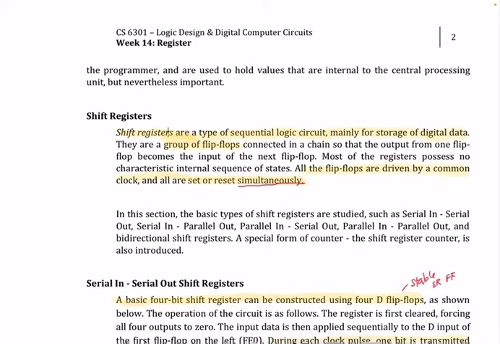Shift registers are a type of sequential logic circuit mainly for storage of digital data. So kapag meron tayong mga values na kailangang i-store, nilalagay natin yun sa shift register. They are a group of flip-flops connected in a chain so that the output from one flip-flop becomes the input of the next flip-flop. So naka-serial siya. And all the flip-flops are driven by a common clock and all are reset simultaneously. So sabay-sabay silang nire-reset. Walang naiiwan. Kung 0 ang isa, 0 dapat lahat. Tsaka may isa lang yung clock na kanilang sinusundan.